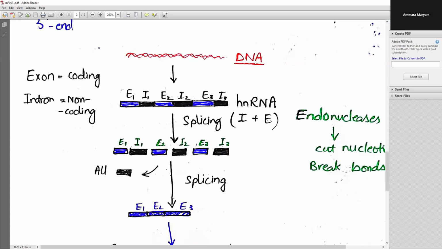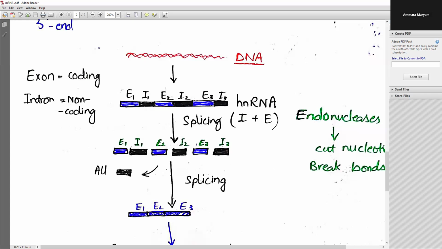So here the special players will come. These are the endonucleases that cut the nucleotides or break the bonds between the nucleotides. They will cut at their boundaries. Like here, these are the exon 1, intron 1, then exon 2, intron 2. यहाँ पर आपने देखा है कि इसकी बाउंड्रीज पर इसने कट लगा दिए हैं.